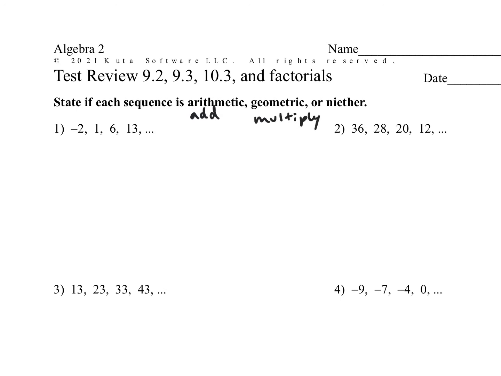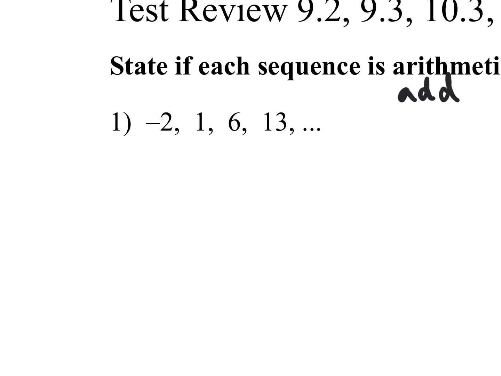Geometric is when we multiply a constant number. And if we're not doing either of those, like we're just adding different numbers each time or multiplying different numbers each time, then it would be neither. So it has to be the same number. So here we can see we're adding 3 to get from -2 to 1. And then from 1 to 6, we're adding 5. So since these are not the same, and we're not multiplying by a constant number either, this would be neither.